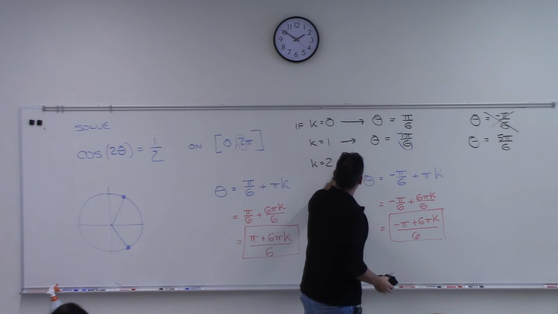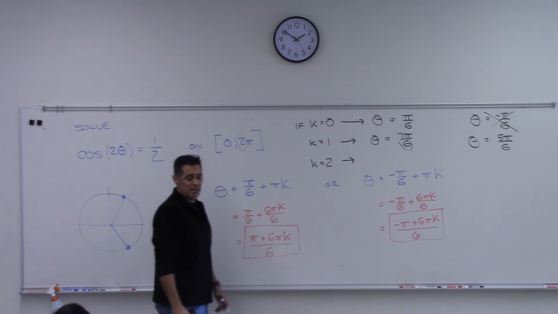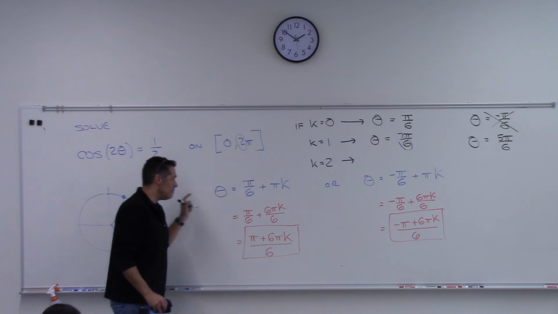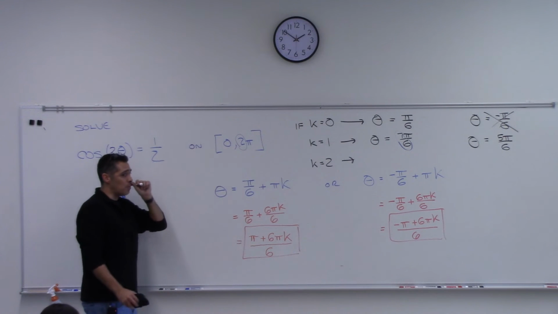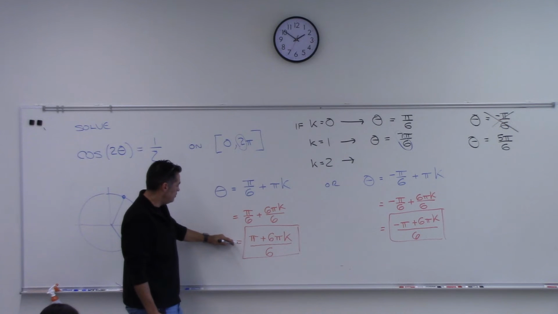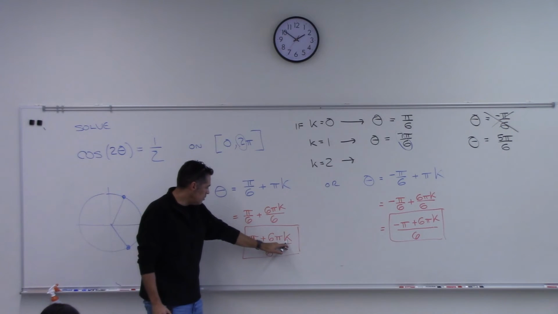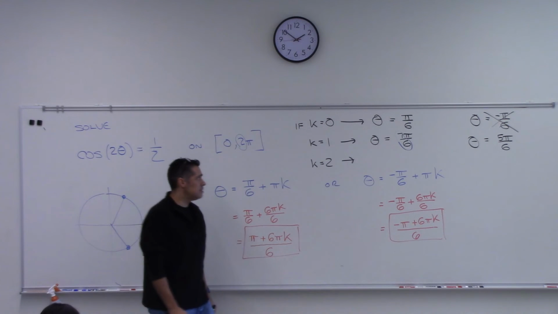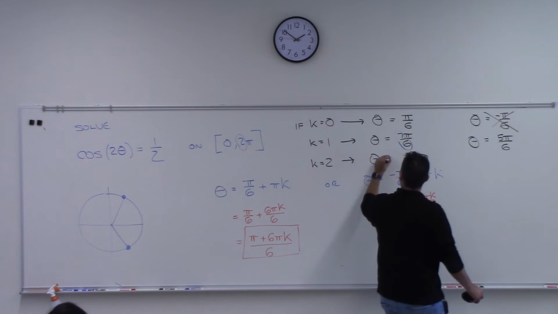What if k is 2? This sucks, doesn't it? The general solutions, I love general solutions because then you don't have to do this step, right? But now if you have an interval, you have to do more work. What if k is 2? 2 times 6, 12. 12 pi plus pi? 13 pi over 6. So I get 13 pi over 6.